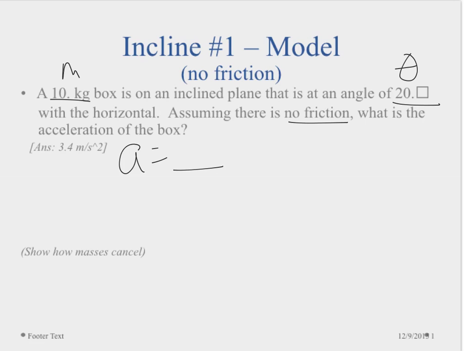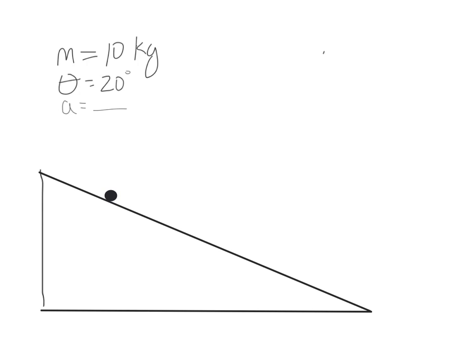Alright, I've already set up another slide here. Let's click on over there and see how to go about solving this problem. Alright, so we've got our knowns listed, 10 kilograms and 20-degree angle. There's our theta right there. We're looking for acceleration. Let's start by drawing the free body diagram.